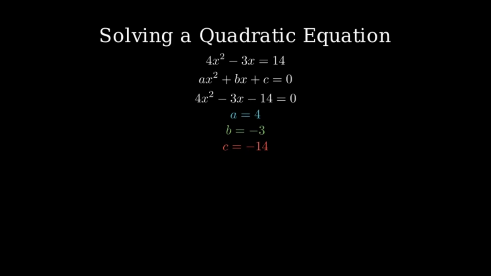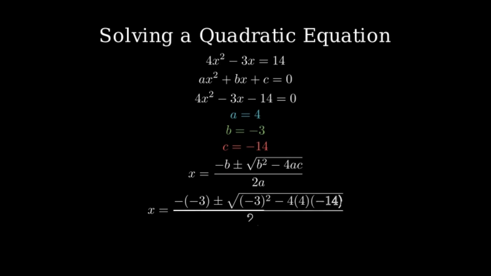Let's recall the quadratic formula. X equals negative b plus or minus the square root of b squared minus 4ac, all over 2a. Now, let's substitute our values. We'll put in negative 3 for b, 4 for a, and negative 14 for c. Let's simplify step by step.